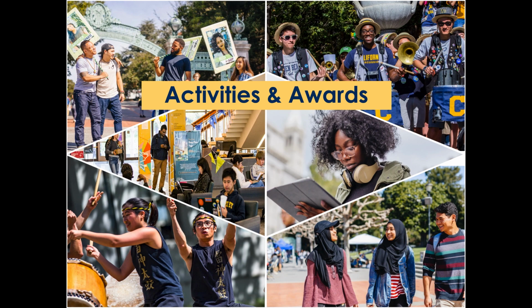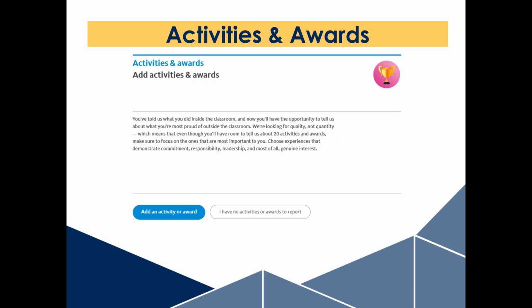So we're going to start with the activities and awards, and we're going to go over some really quick basics of the section, and then we'll go into a little bit of detail on how you can fill that out. This is what it looks like. Those of you that have already started the UC application have probably seen this. I'm going to read it verbatim: you've told us what you did inside the classroom, and now you have the opportunity to tell us about what you're most proud of outside the classroom.